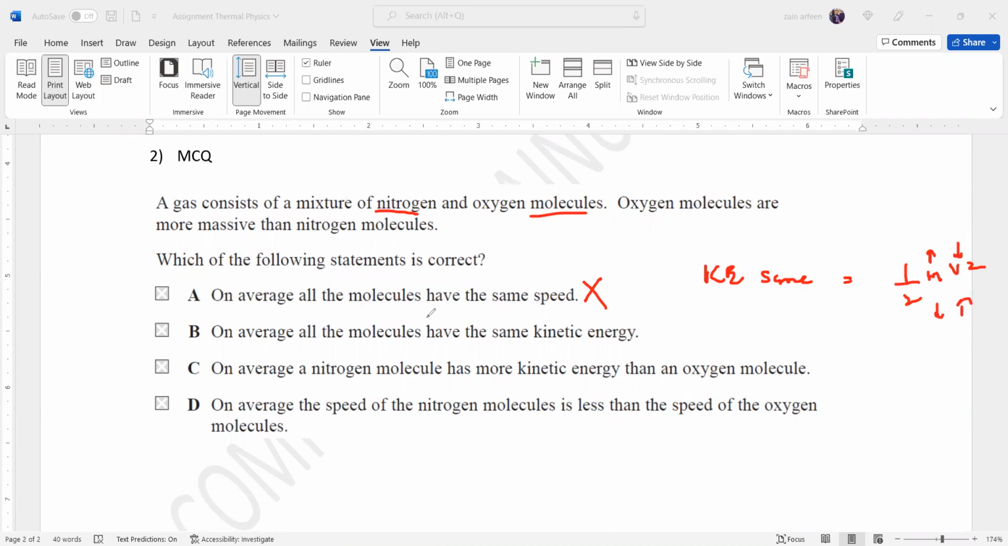On average, all the molecules will have the same kinetic energy because we have a mixture, so they will have the same kinetic energy. That's true. On average, nitrogen molecules have a different kinetic energy? If the kinetic energy changes, the temperature will also change. But we have a mixture of gas, so they should have the same temperature. So C cannot be the answer. Our average speed of nitrogen is less? Nitrogen is lighter, so it will move faster. That's why B is the valid answer.